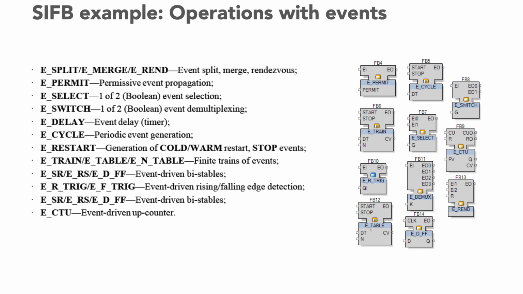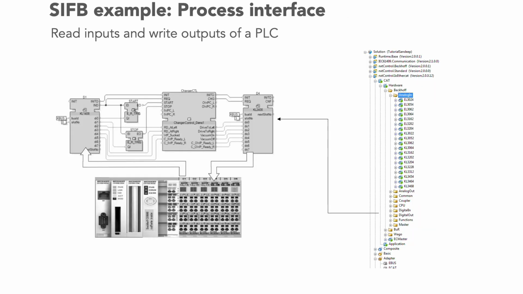There is a switch, an event demultiplexer. There is eDelay, an event-driven timer delay. There is a block for periodic event generation called eCycle. The block eRestart implements an interface to a resource that can indicate to the application that it has been restarted in a cold or warm way, or that it has been stopped. And there are also blocks for generating a finite train of events, and an event-driven trigger service interface function block.